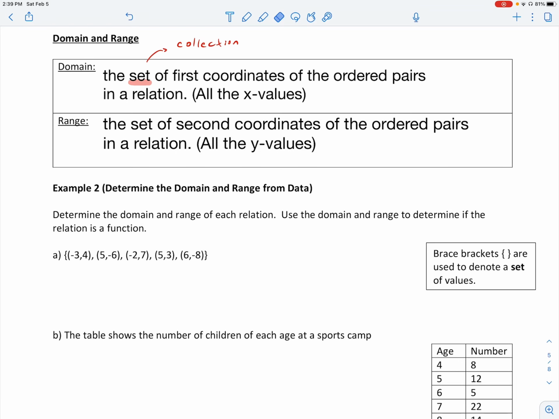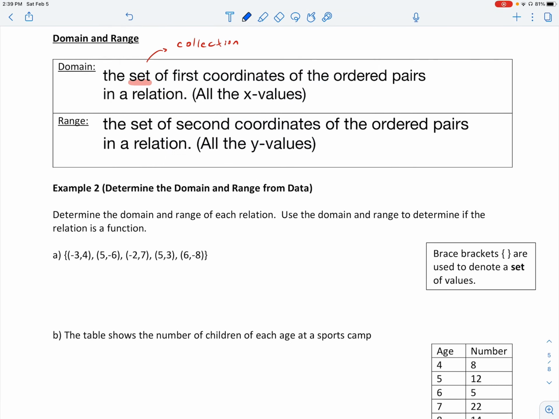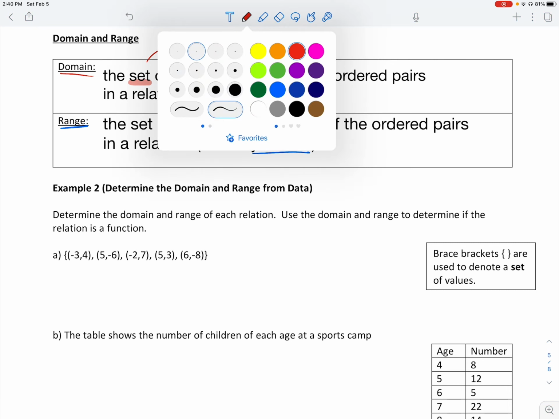The range is very similar to the domain, except that it has to do with the y values. So this time it's the y values. It's the whole set or collection of them. We'll kind of color code this. So the red for domain and the blue for range.